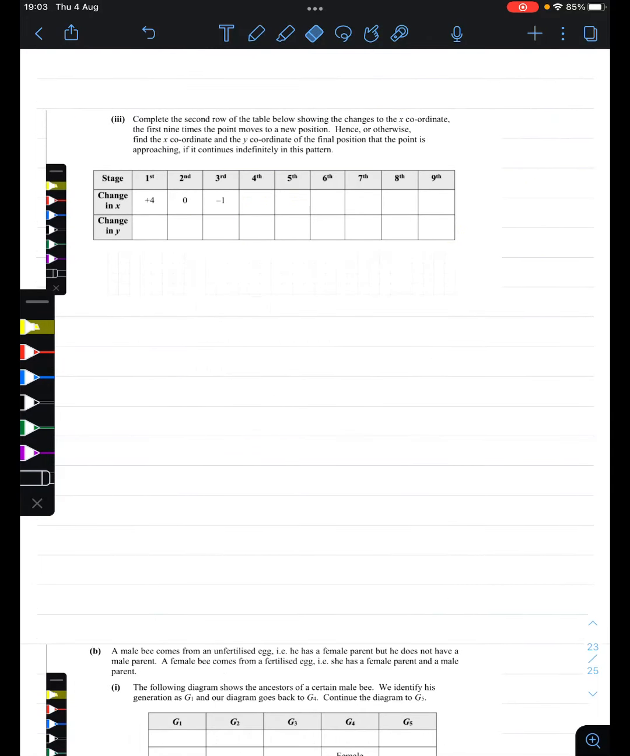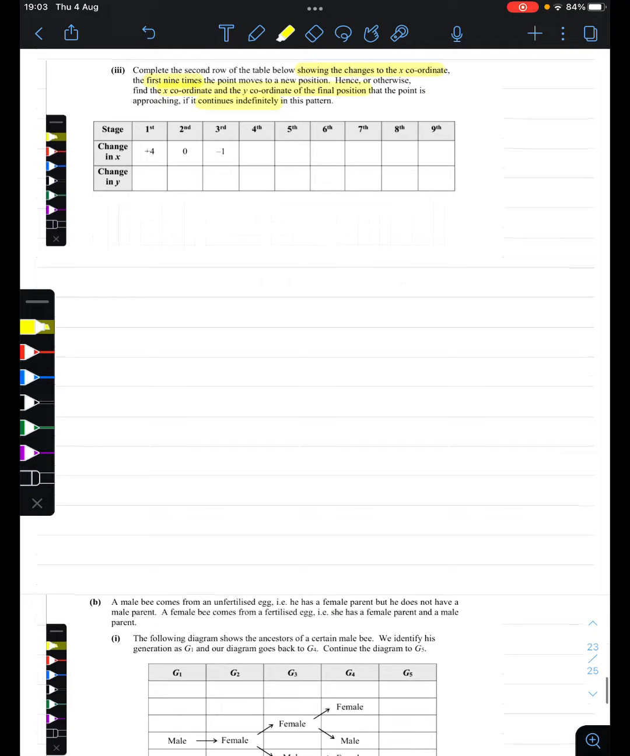Okay, now on to part 3. Complete the second row of the table below, showing the changes to the x-coordinate the first 9 times the point moves to a new position. Hence or otherwise, find the x-coordinate and the y-coordinate of the final position that the point is approaching if it continues indefinitely.